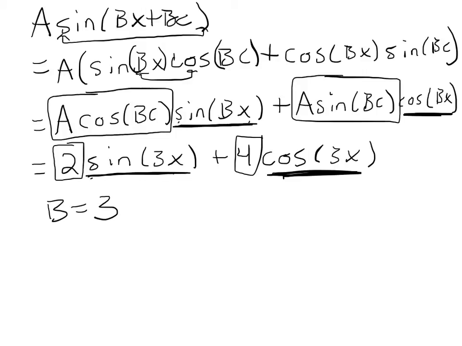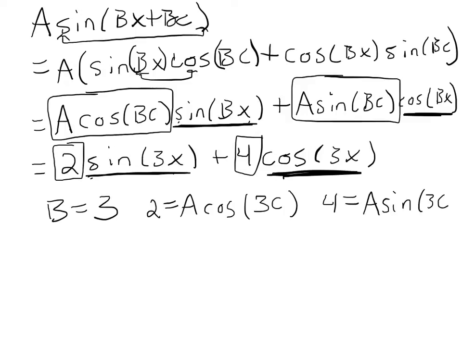So I'm going to use those two equations. I essentially have a system of equations, and I'm going to use those two equations to solve for a and b. So I'll write those equations here. I've got 2 equals a cosine of bc, but I know that b now is 3. And I know that 4 equals a sine of 3c.